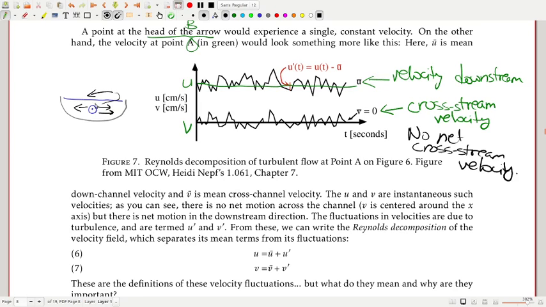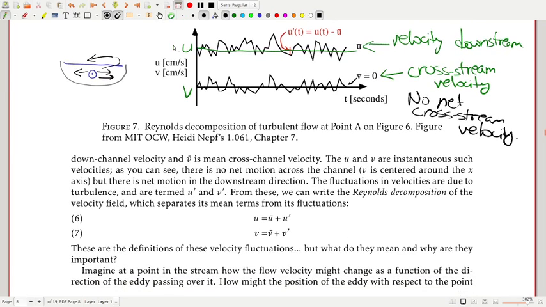But downstream, we know the flow is moving towards us, so there is a net downstream velocity. And both of these have these fluctuations associated with them. And so when we describe them, we say that u is going to be equal to u bar, which is this mean, plus u prime, which is the size of these different fluctuations.